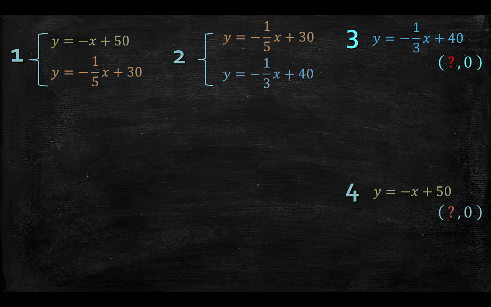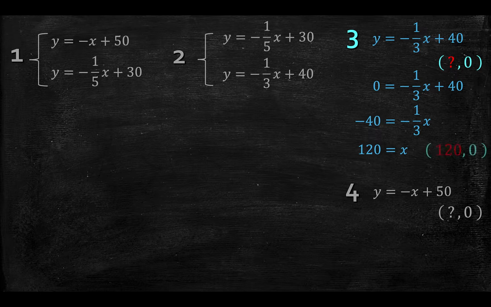Focus in on equation 3. I want to plug in 0 for y, so I do so. And in just a couple of steps, I can subtract 40 on both sides and multiply by -3. And it turns out that x is 120, so that point is 120, 0. Equation 4, or point 4 I should say, is going to work the same way. We're plugging in 0 for y, and just by adding x to both sides we get x is 50, so that point is 50, 0.